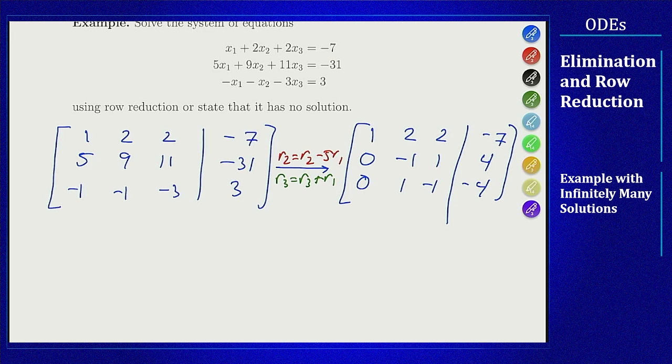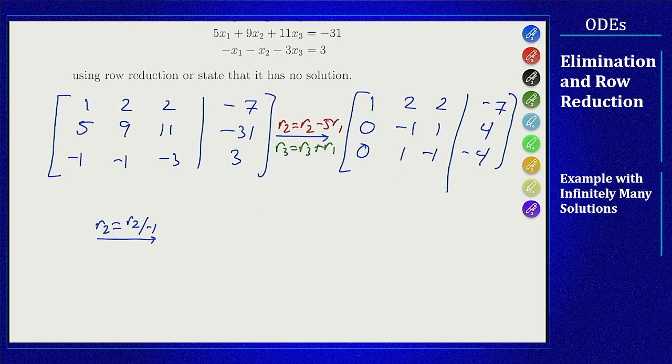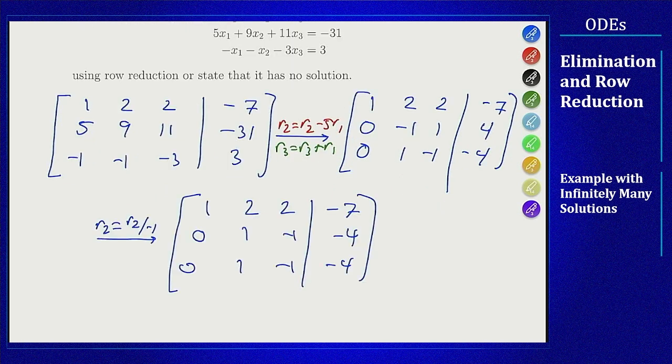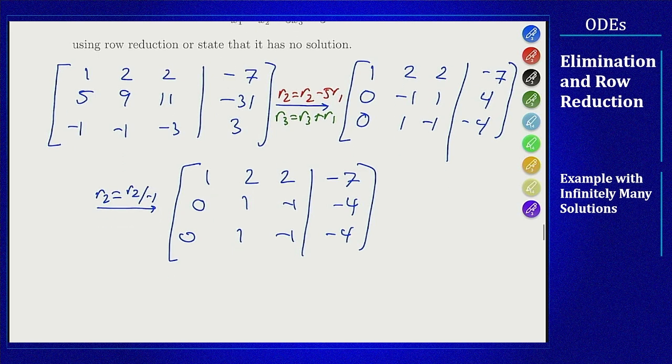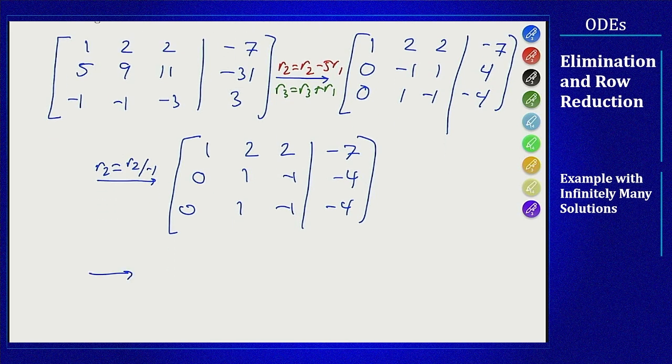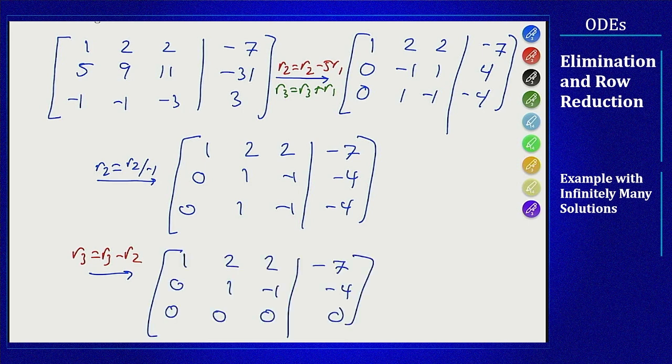You should check and make sure you actually get that when you work this out. And you see something we're developing here. So what I'm going to do is divide row 2 by negative 1, or multiply by negative 1, whatever you want. It works the same way. And now we see that row 2 and 3 are the same. So if I do my next step of doing row 3 is row 3 minus row 2, I get something a little different here, which is a full row of zeros at the bottom.